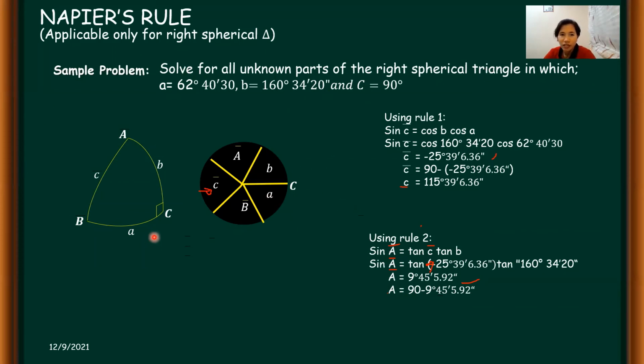Now question, what if the spherical triangle is oblique? Which means it has no 90 degree included angle. Similar to our plane triangle, we have the law of sine for the spherical triangle, and we also have the law of cosine for the spherical triangle. But the formula for the cosine is different, and for the sine, just change the numerator since it is the sine. So let's have here the law of sine and the law of cosine for the spherical triangle.